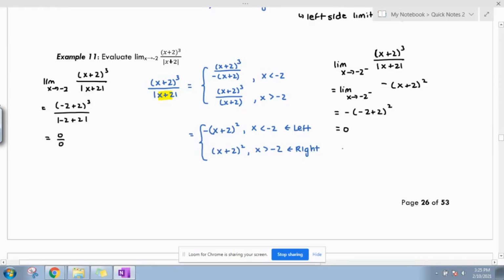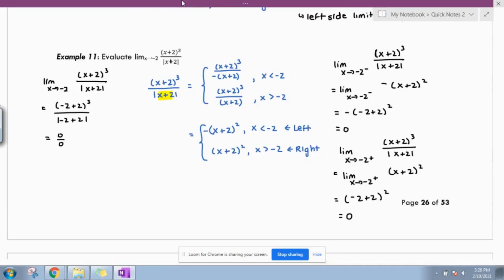Let's calculate my right-hand side limit now. So coming in from the right-hand side for x plus 2 all cubed over the absolute value of x plus 2, we're dealing with that second function instead. So we're dealing with this one instead. X plus 2 all squared. Again, I notice that at this point, if I plug in straight substitution, x equals -2, I won't have a problem. So I'm going to plug that in. So I'm going to get -2 plus 2 all squared, and that also gives me 0.